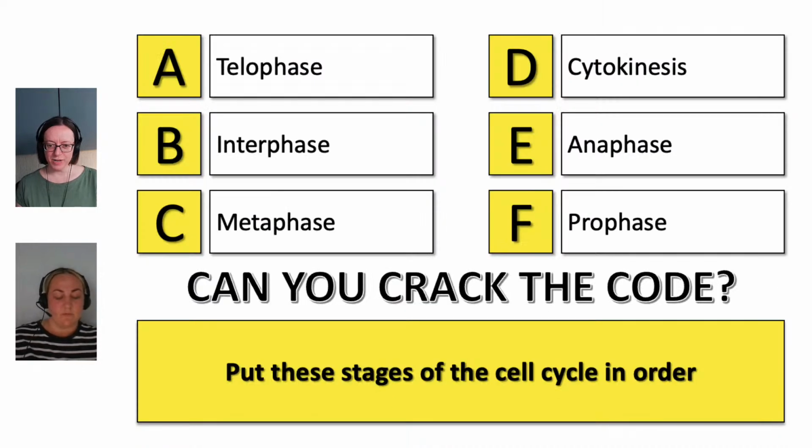Right, another one to do. Can you crack the code? So these words on the screen are all stages of the cell cycle, but they are in the incorrect order. So do you know the correct order? Can you type the letters out into the correct order for us? I will give you some music, I think. Let's have 30 seconds.